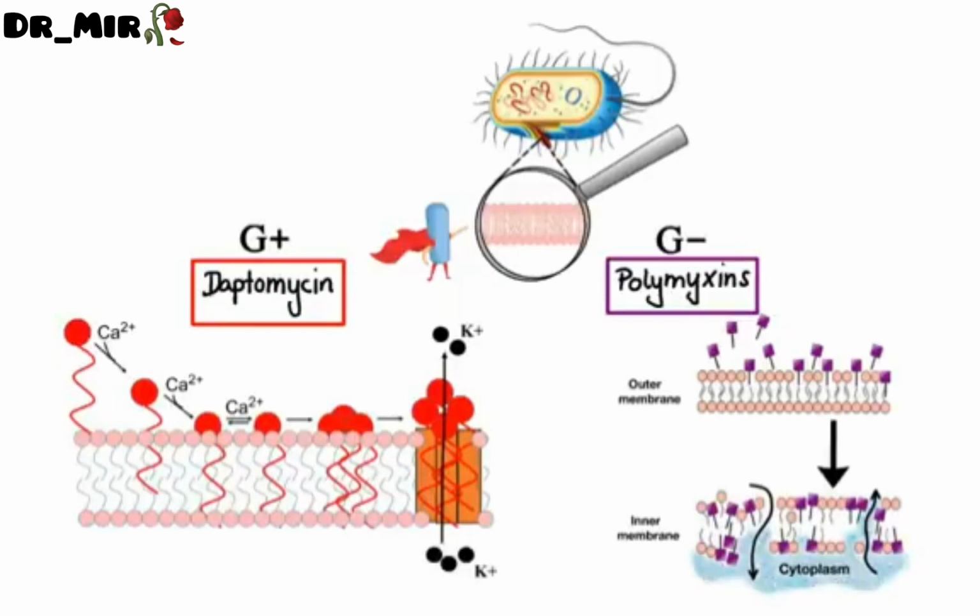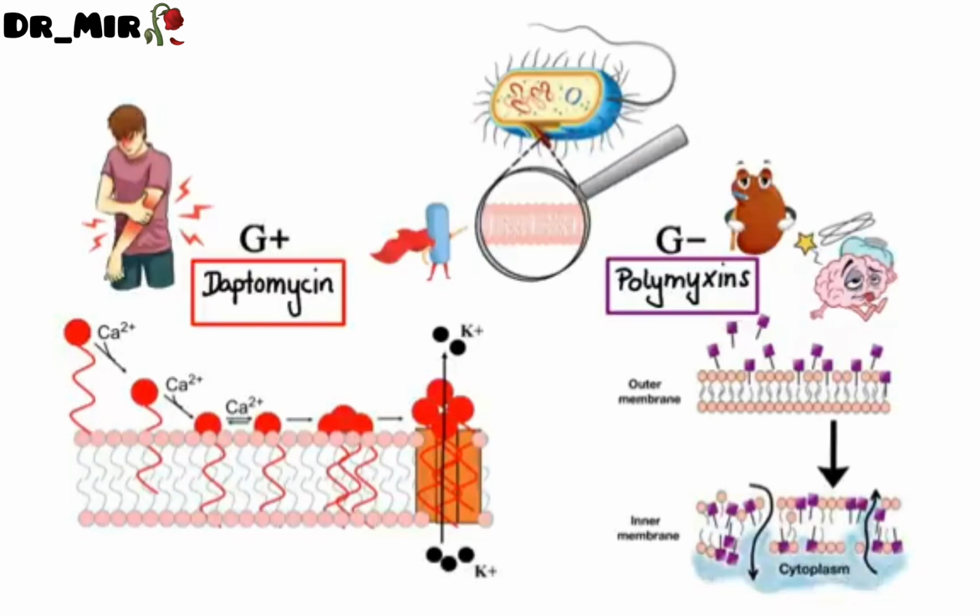Now, when it comes to major side effects, daptomycin may cause skeletal muscle toxicity, while polymyxins may cause nephrotoxicity and neurotoxicity.